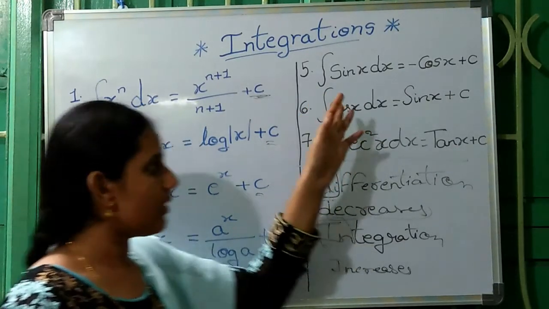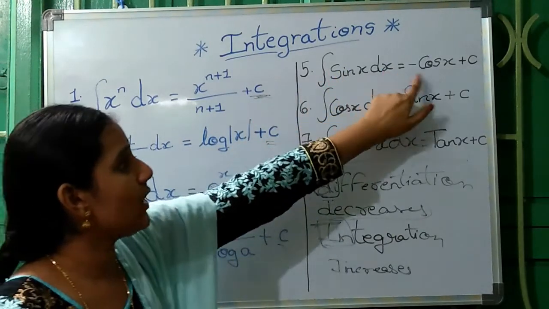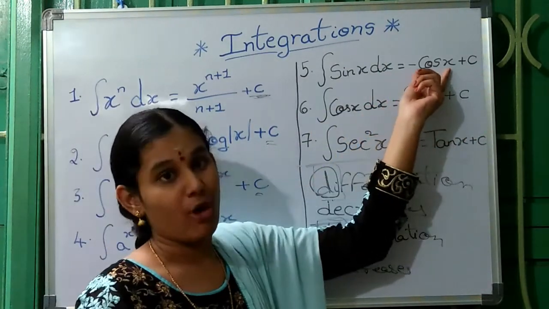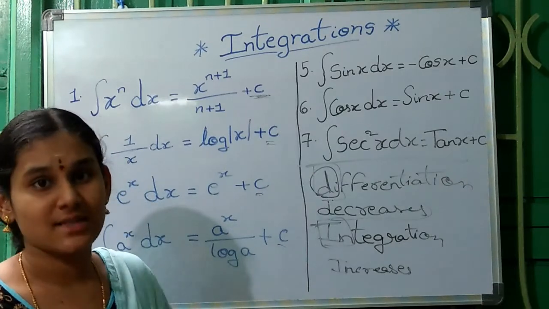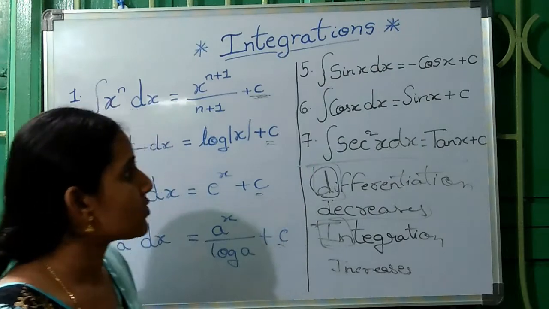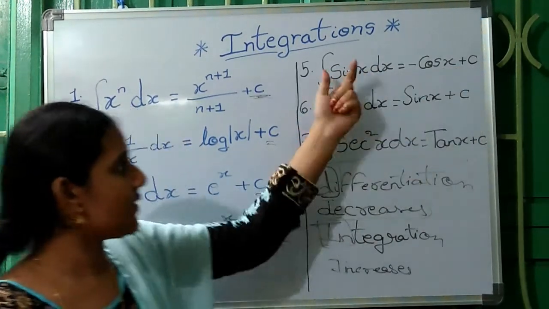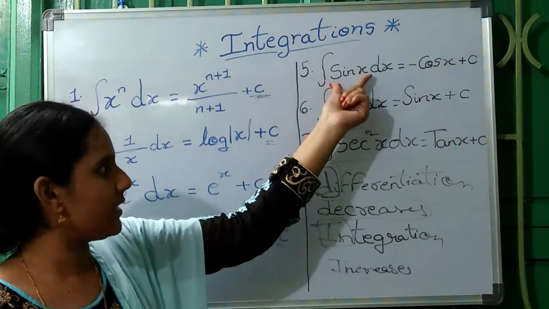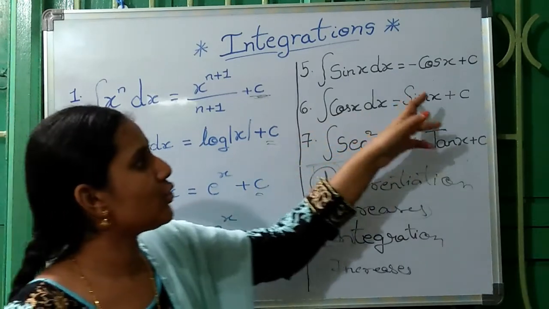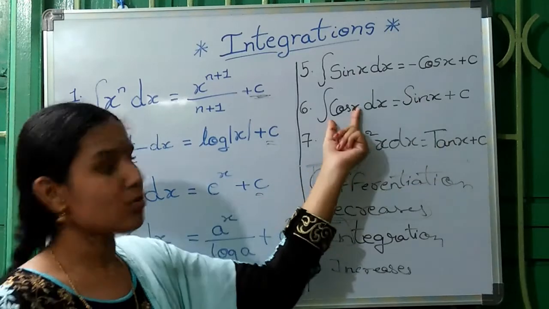Next, let us see some trigonometric functions. Integral sin x dx is equal to minus cos x plus c, whereas d by dx of cos x is minus sin x. Minus into minus is plus, so we get sin x as the answer. If we differentiate this one, we get the final result. Similarly, integral cos x dx is equal to sin x plus c, whereas d by dx of sin x is equal to cos x.